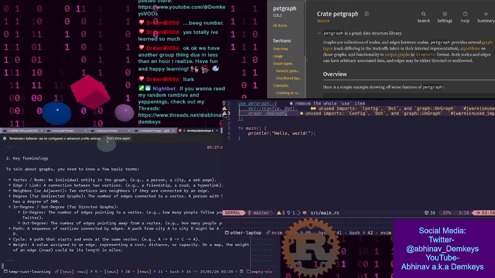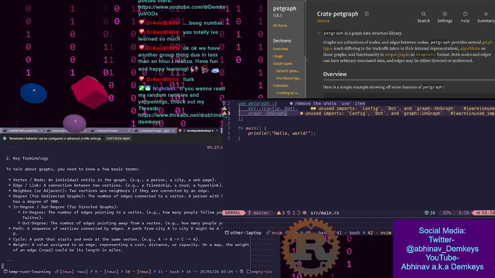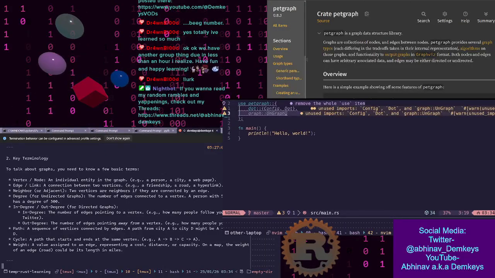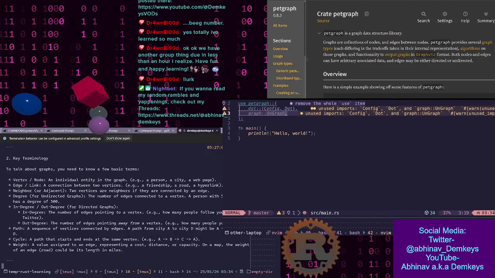And then weight, a value assigned to an edge representing a cost, distance, or capacity. What? A value assigned to an edge representing a cost, distance, or capacity.